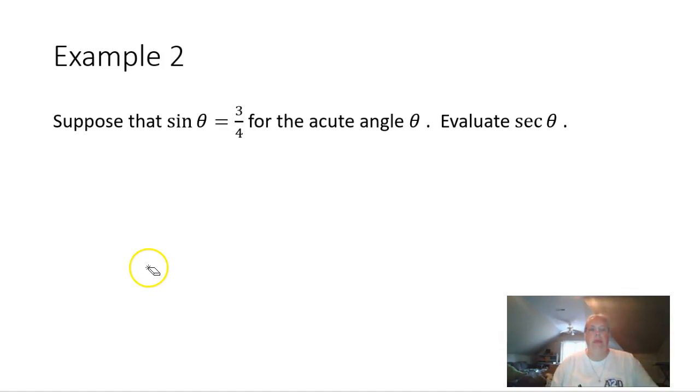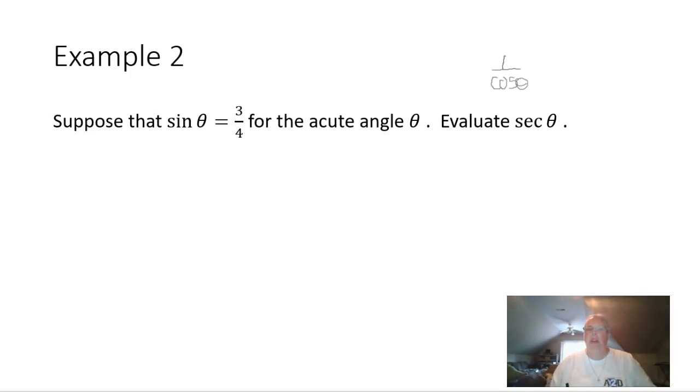Example 2. Suppose that the sine of theta is equal to 3 over 4 for the acute angle theta. Evaluate the secant of theta. All right, how we're going to do this is, what we're looking for is the secant. Now, in order to get to the secant, we need to know what the cosine is, because the secant's reciprocal function is in fact the cosine.